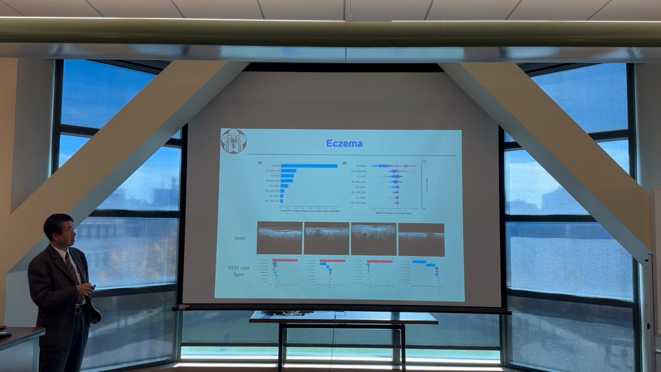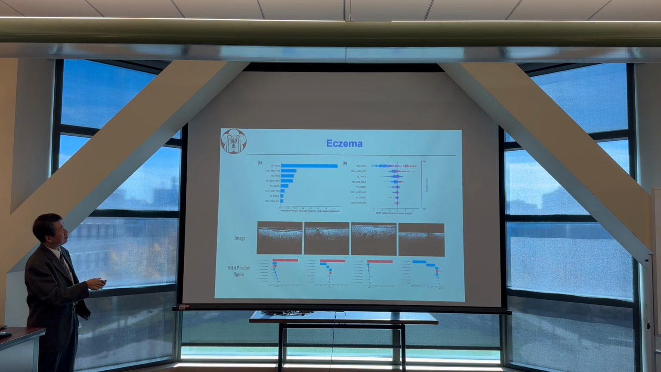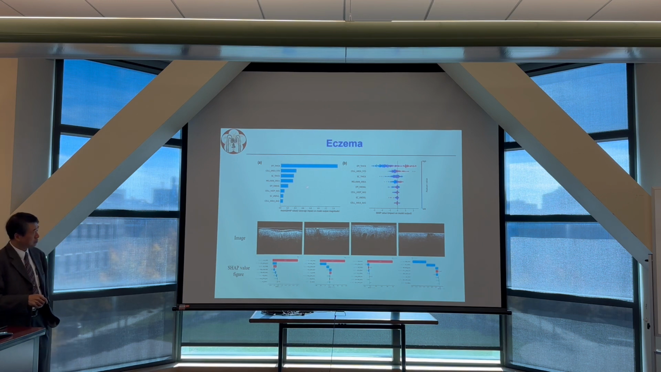So for example, using the Shapley values, we know that in the case of a patient with eczema, apparently you should have a very thick epidermis, and also the standard deviation of the nuclei area should be high. So based on the 8 features I just mentioned, we can train the network to see which ones are important and which are not.